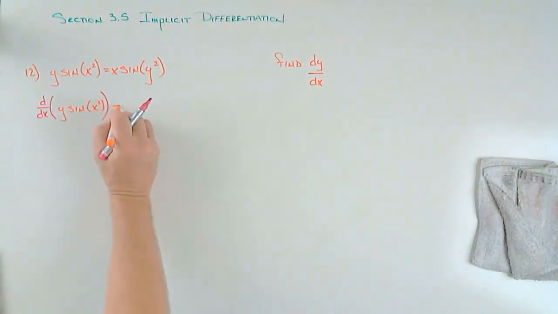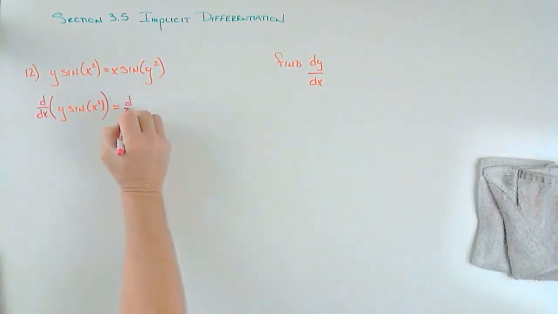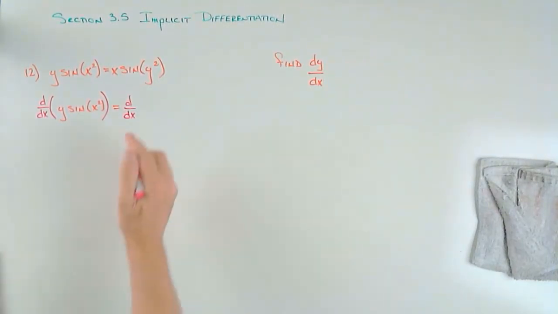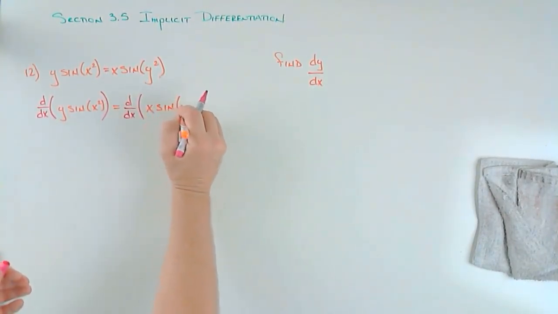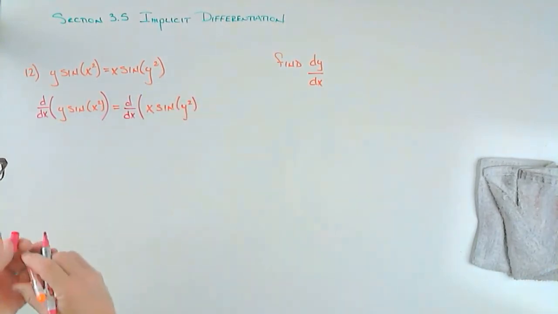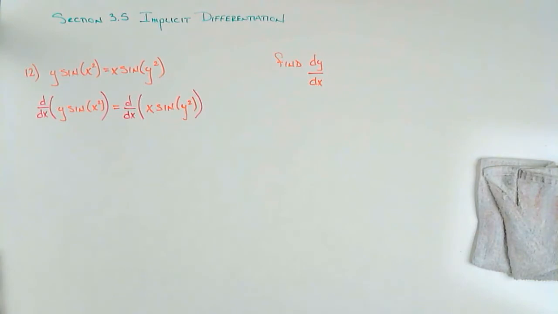Now over here, we're going to take the derivative with respect to x of x sine y squared. And again, just like in the previous problem, it's highly significant for us to identify that x is our independent variable. So when we do the product rule here, if we look at this as the product rule, this function is my f, this function is my g. So I have a product rule on this side.